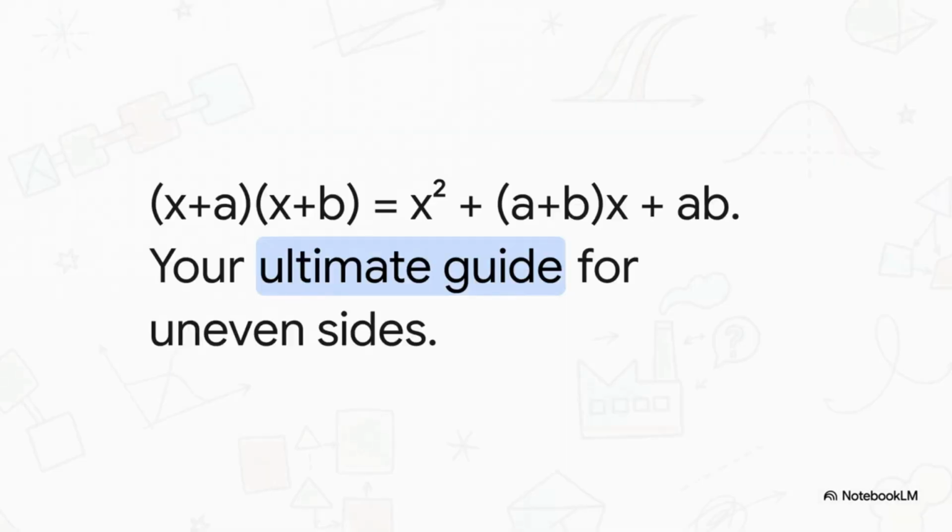Next up is identity IV. (x plus a) times (x plus b) equals x squared plus (a plus b) times x plus ab. Consider this one your ultimate guide for constructing a rectangle out of entirely uneven side lengths. It perfectly categorizes the distinct rectangular areas that get created when you extend a square's sides by different amounts, say a on one side and b on the other.